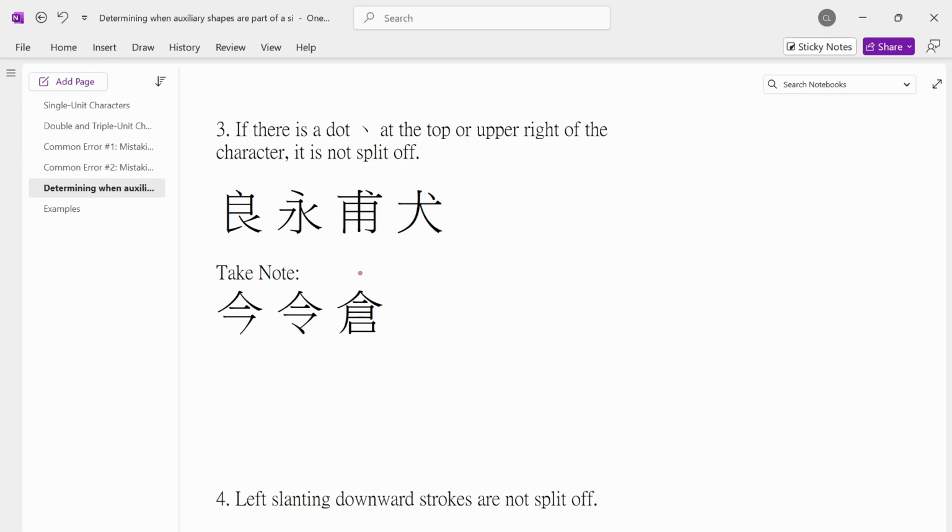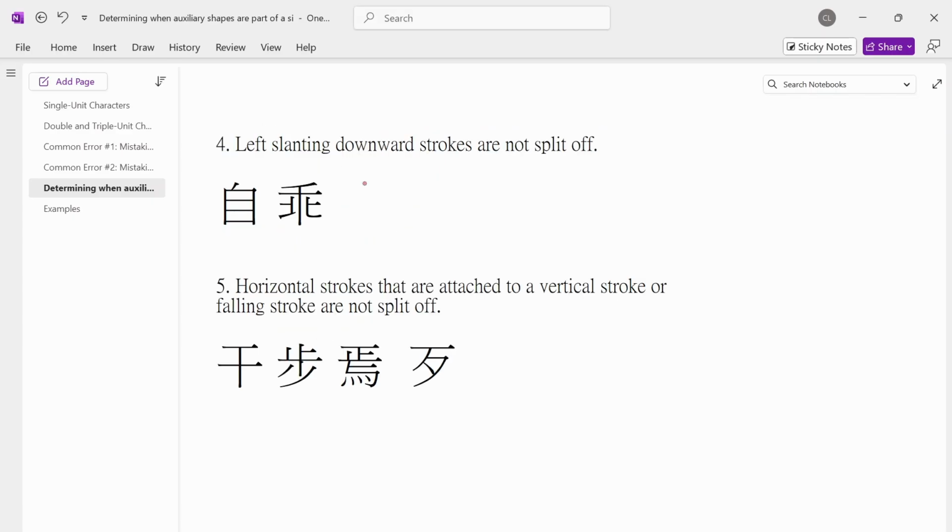But take note that if a dot is in the middle of a character or under a single unit shape, then it will be considered its own unit. So therefore, this character actually has 3 units. We have the top unit here, the dot in the middle, and then the bottom. Left slanting downward strokes are not split off. So in Zi and Guai, we both have left slanting downward strokes. So these are both considered single unit characters.